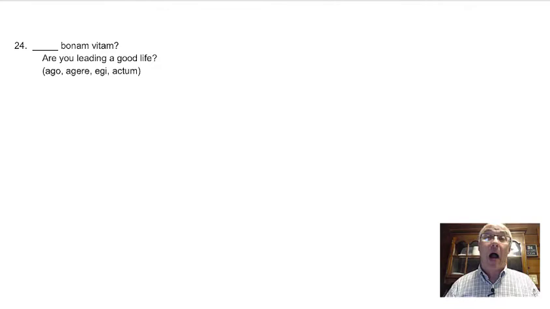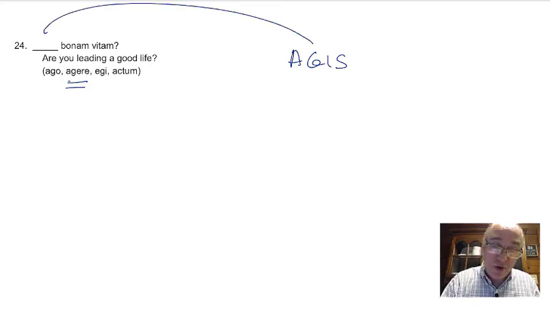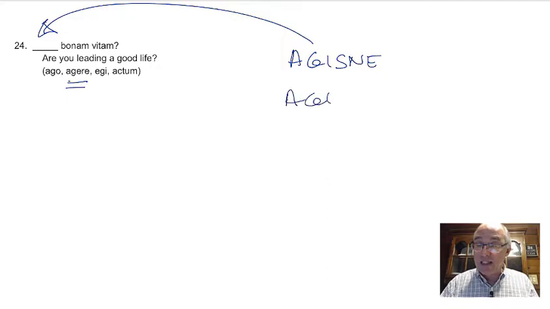24. Bonam vitam, are you leading? Are you leading? So that's a present tense, and we're given the verb agere. Oh, third conjugation present tense is an I. Agis. And since it's going into the first spot right here, agisne, or agitisne, if you want to make it plural. Hey, are you all leading a good life? Are every one of you leading a good life?